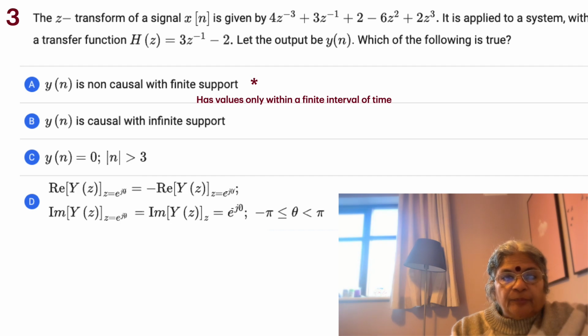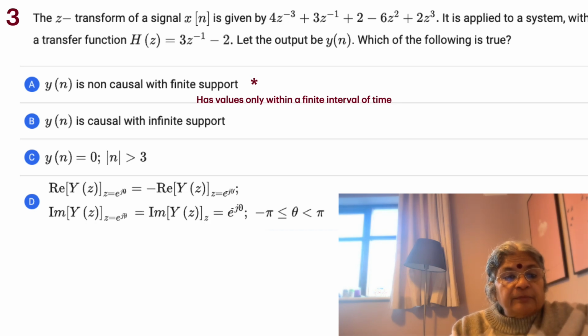So let's move to the third problem. This here again, the z transform of a signal xn is given by 4z raised to minus 3. So z raised to minus 3 tells us of a delayed signal. 3 into z raised to minus 1: again, the signal is delayed by 1 time unit. 2 means the signal happens to be at n equal to 0. Minus 6z square talks about a signal component which is non-causal, which is advanced by 2 time units. And 2z cube is also a component which is advanced by 3 time units.